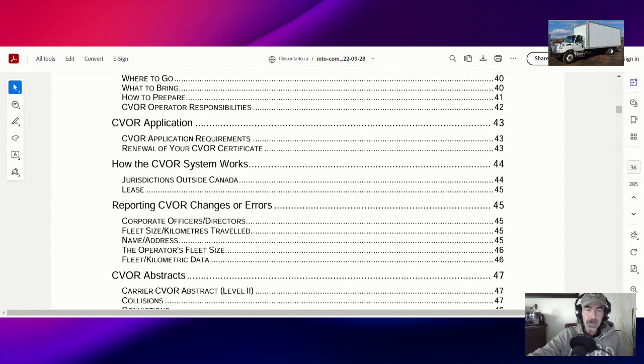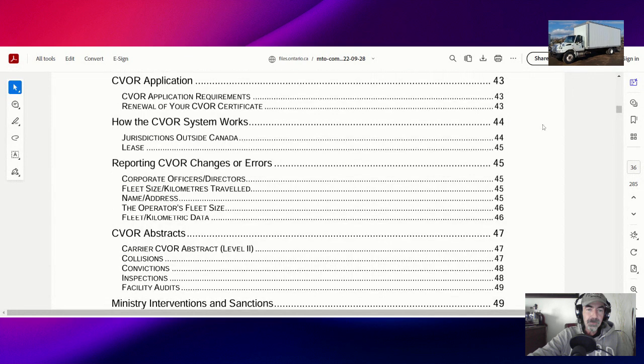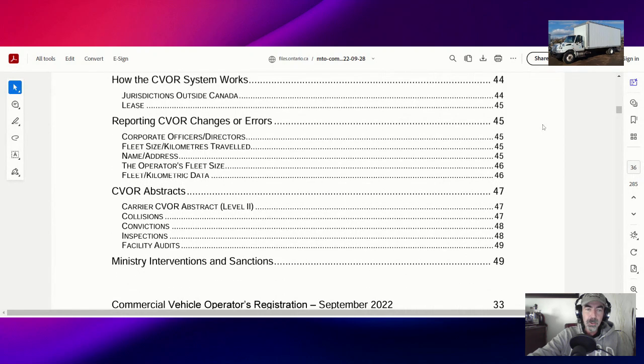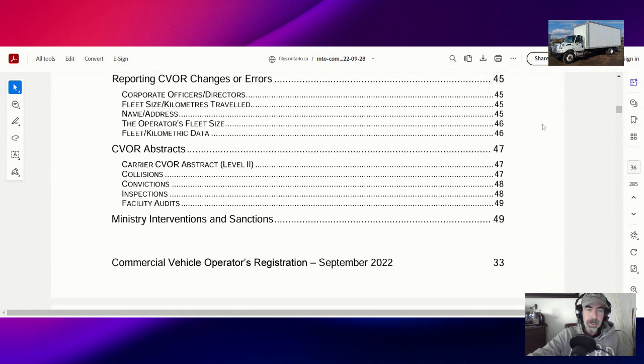CVOR application. CVOR application requirements. Renewal of your CVOR certificate. How the CVOR system works. Jurisdictions outside Canada. Lease. Reporting CVOR changes or errors. Corporate officers, directors. Fleet size, kilometers traveled. Name, address. The operator's fleet size.